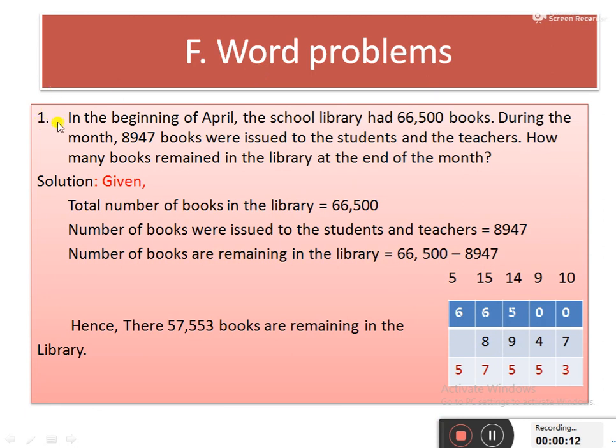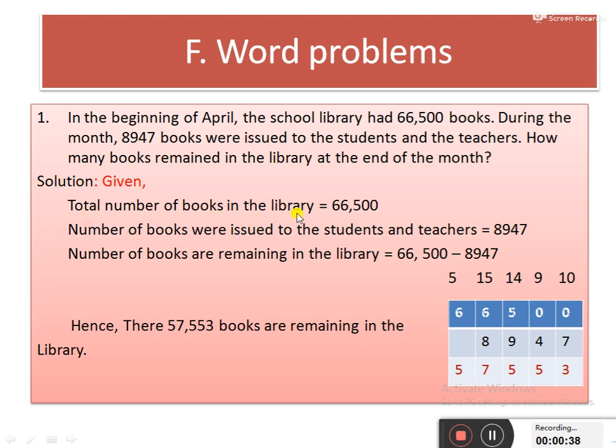Question number 1. In the beginning of April, the school library had 66,500 books. During the month, 8,947 books were issued to the students and the teachers. How many books remained in the library at the end of the month? So, what is given in the question? I have written again. Now you see the solution.